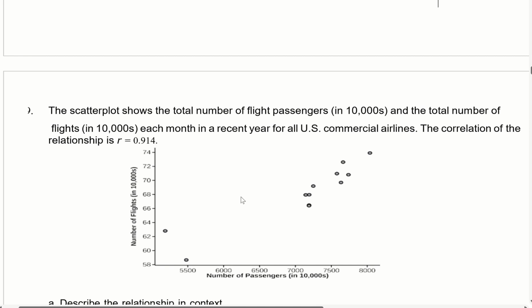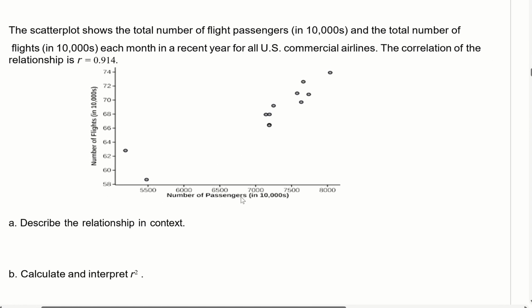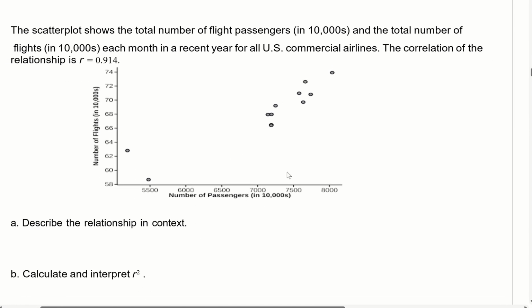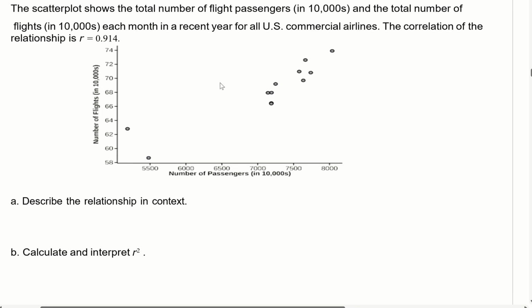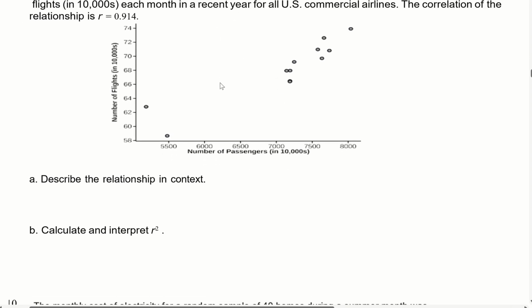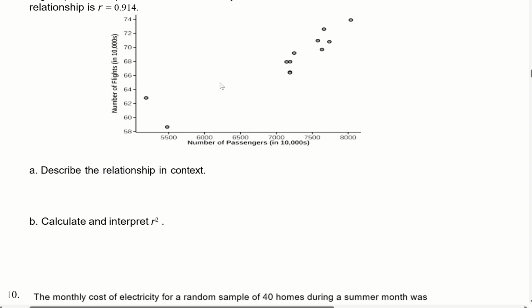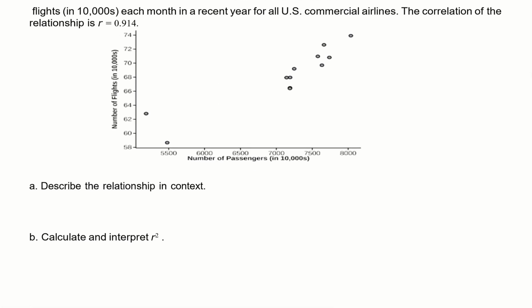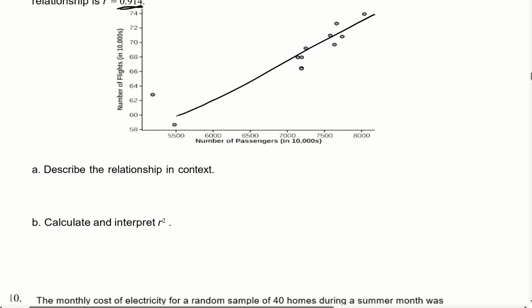Okay. All right, so number 9, the scatter plot shows the total number of flight passengers in 10,000s and the total number of flights in 10,000s each month in a recent year. Okay, so the correlation is 0.914. Describe the relationship in context. Okay, well, they give you the R 0.914, so that's pretty strong, right? So we're going to say that there's a strong, and it seems positive, right? And it seems linear.